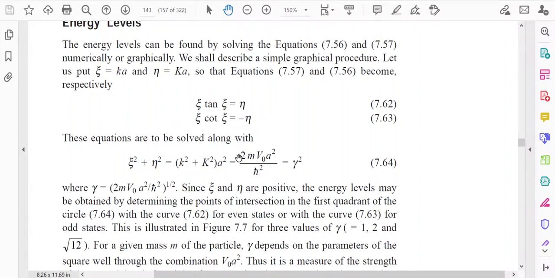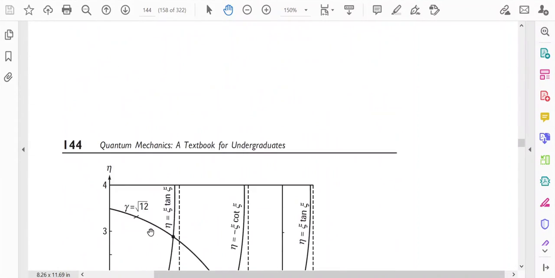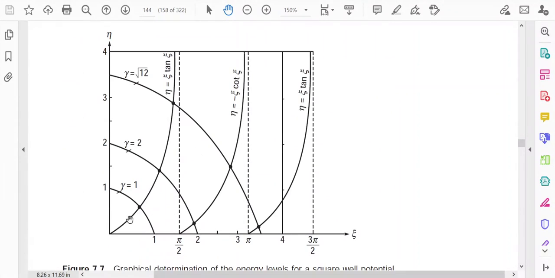We will show the figure, so then it will be clear how from the intersection we are getting the number of states. So let us see the figure. You see that in one axis we plot zeta, and in another axis we plot eta, so that we can plot a circle. But we will only discuss the first quadrant. So this is the part of the circle in the first quadrant for a particular value, gamma is equal to 1.